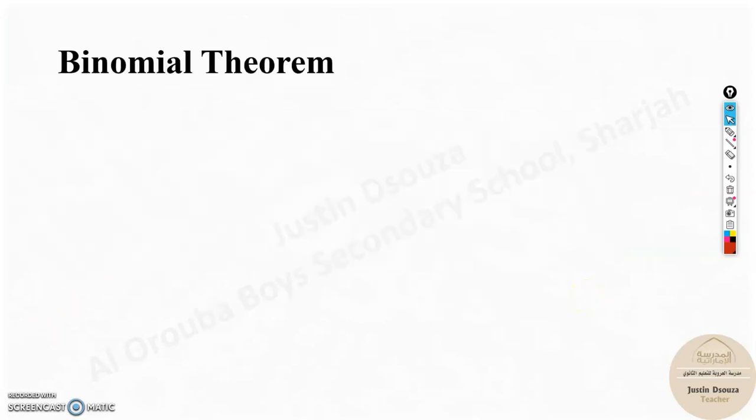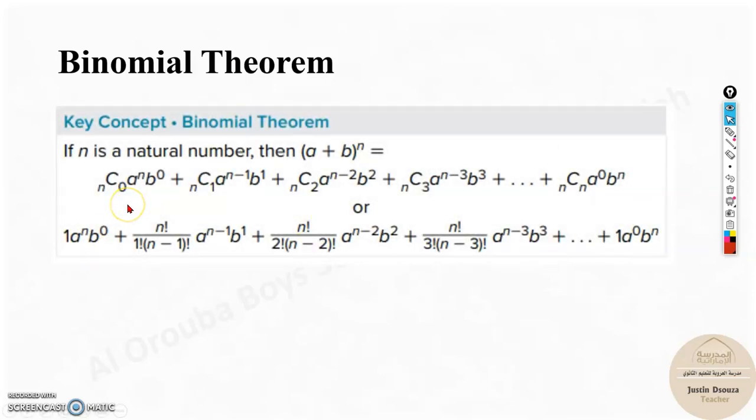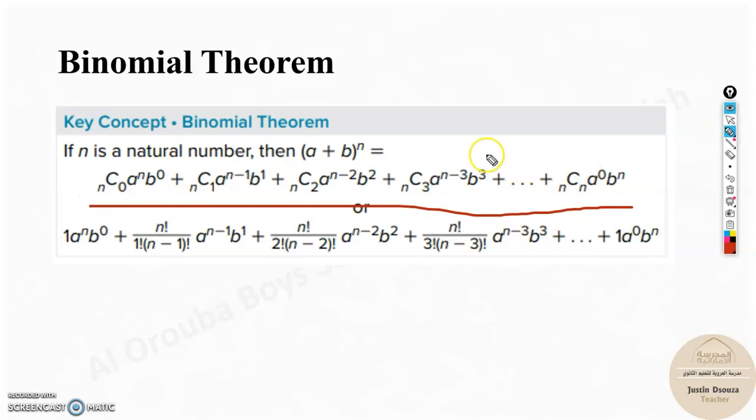Moving on to the last topic in this lesson and in the module, it's binomial theorem. Here the binomial theorem looks very huge and confusing, but it's very simple. Let me do it with an example. This is the formula, but with the example you can easily understand. This is about combination and permutation, which we have studied in the last term, nCr. I hope you remember. You can use the formula or you can use the calculator directly.